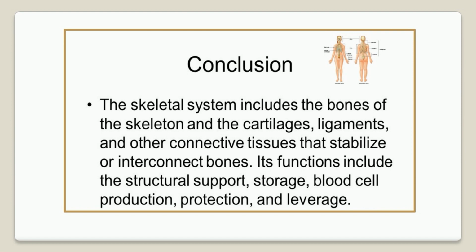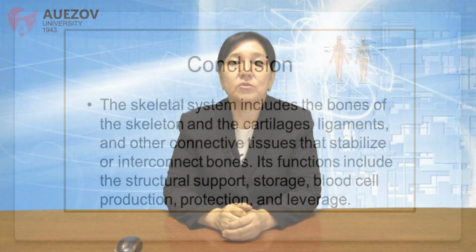Conclusion. The skeletal system includes the bones of the skeleton and the cartilages, ligaments, and other connective tissues that stabilize and interconnect bones. Its functions include structure, support, storage, blood cell production, protection, and leverage.